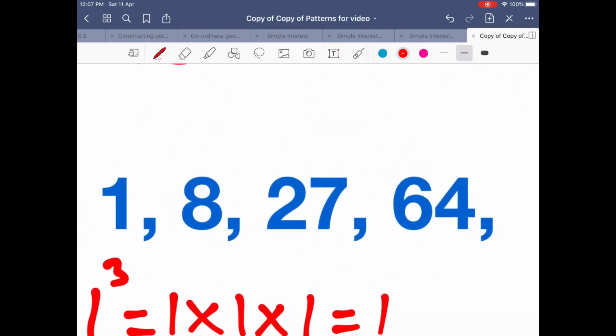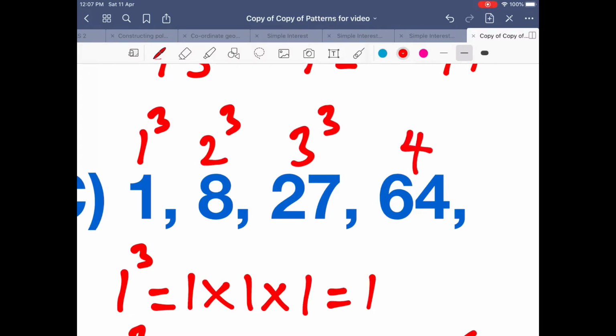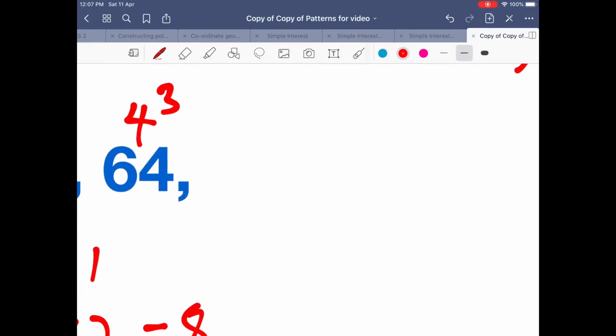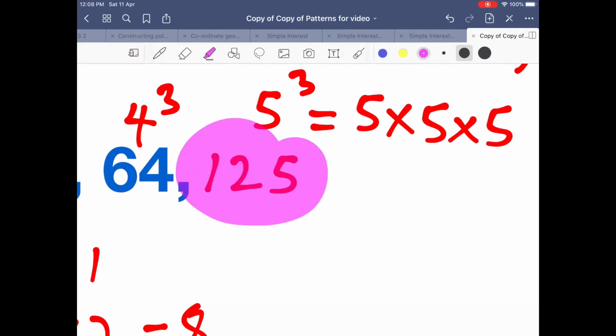So here we have cube numbers, and the base numbers are increasing by 1. So this is 1 cubed, 2 cubed, 3 cubed, 4 cubed. So the next number would be 5 cubed, which is 5 times 5 times 5, which is equal to 125. So this is your answer.